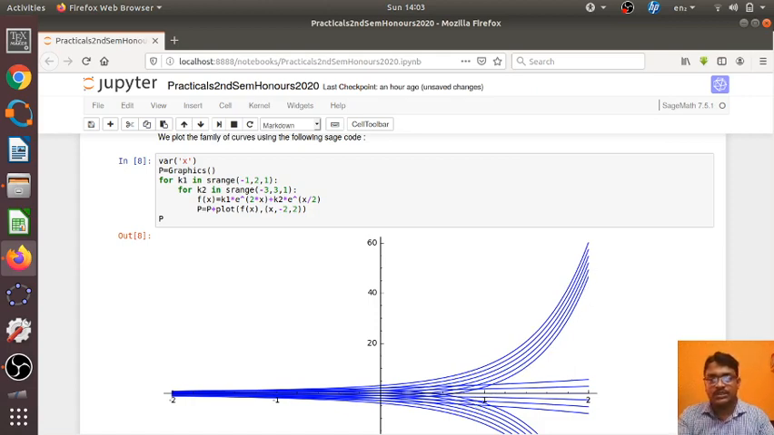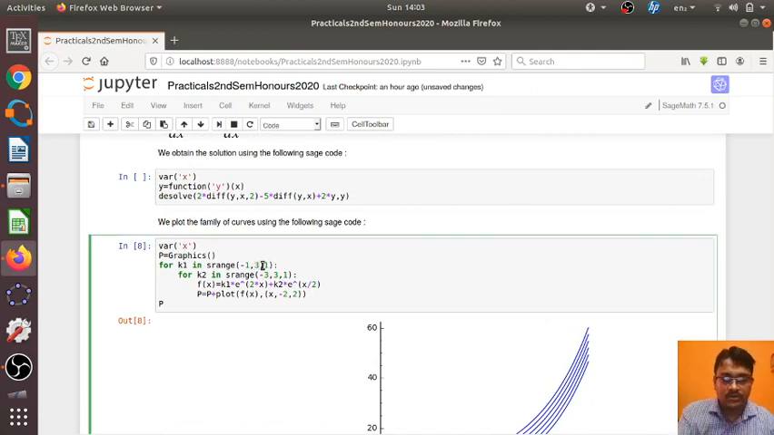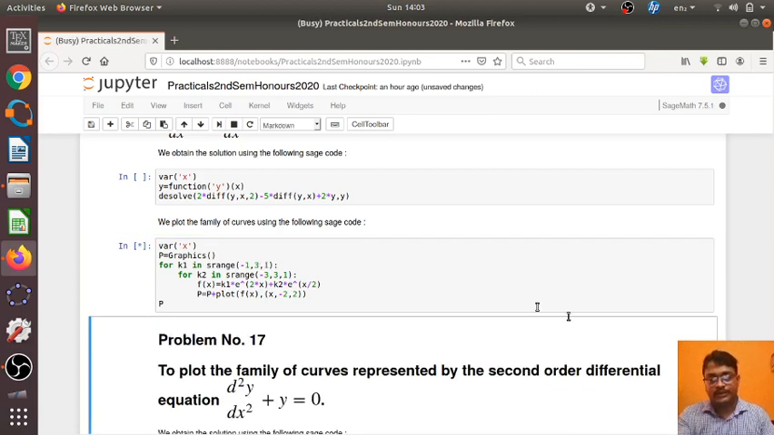Okay, that part represents k1 equal to 2. Right, so in this way it continues. Let us try it with some other value as well. So let us increase the value. Say k1 will be considered up to 2.